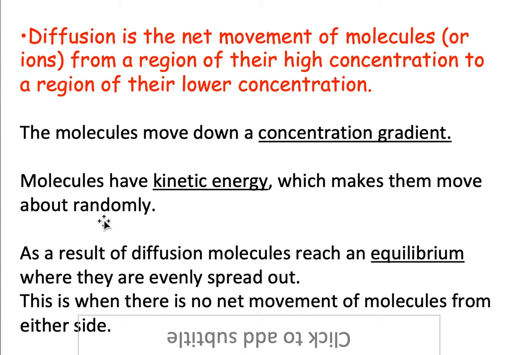So diffusion is the net movement of molecules or ions from a region of high concentration to a region of low concentration. When you put the milk in one spot in boiling water, that's the region of high concentration, and then it spreads to the other part of the water, which is the region of low concentration. The molecules move down a concentration gradient, and molecules have kinetic energy which makes them move about randomly. As a result of diffusion, molecules reach an equilibrium where they are evenly spread out. So that's when the diffusion stops. This is when there is no net movement of molecules from either side.